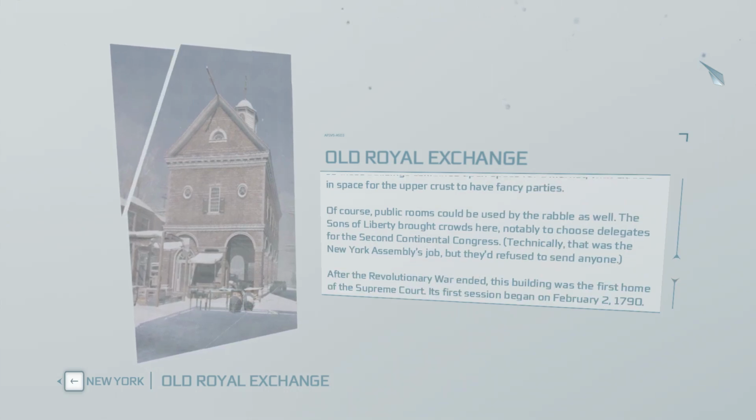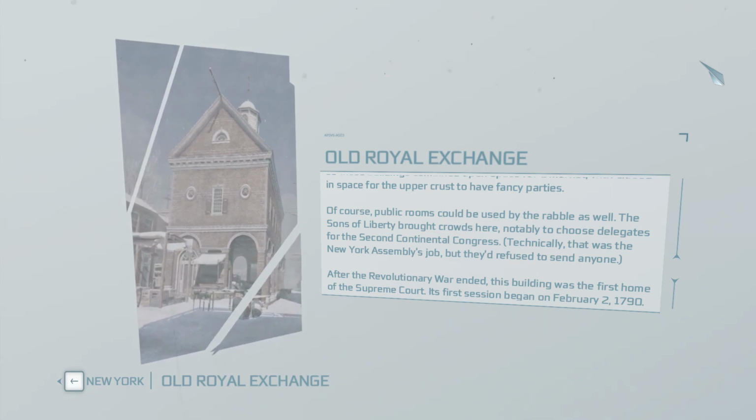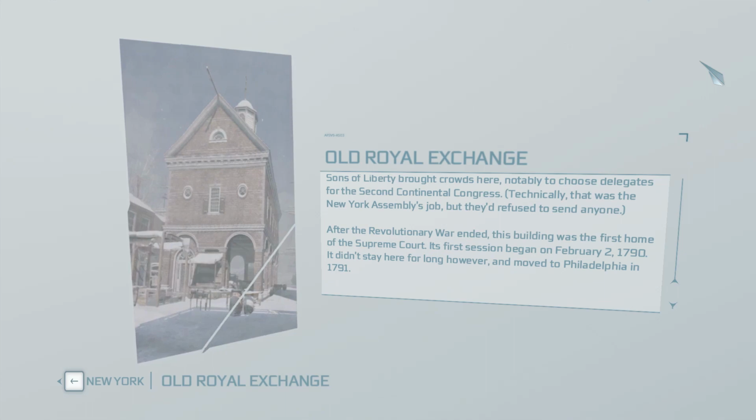The Sons of Liberty brought crowds here, notably to choose delegates for the Second Continental Congress. Technically, that was the New York Assembly's job, but they'd refused to send anyone. After the Revolutionary War ended, this building was the first home of the Supreme Court. Its first session began on February 2nd, 1790. It didn't stay here for long, however, and moved to Philadelphia in 1791.